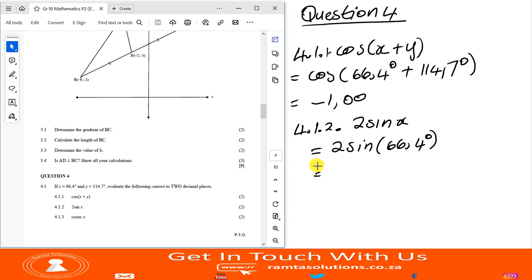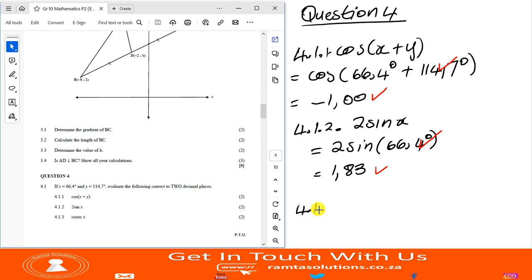Now, please press this in your calculator: 2 sine 66.4 degrees. What is your answer? The answer that I'm getting, I'm going to round it off immediately. It will be 1.83. So, guys, how they mark this is this. They will mark for substitution and the final answer. Even here, they will mark for substitution and the final answer. Okay, perfect.